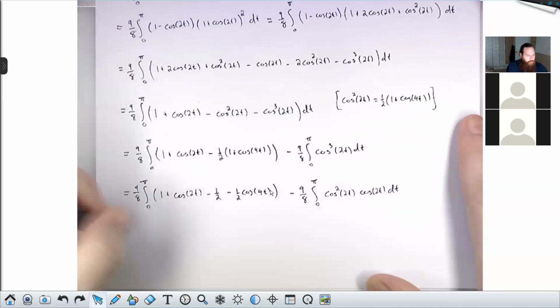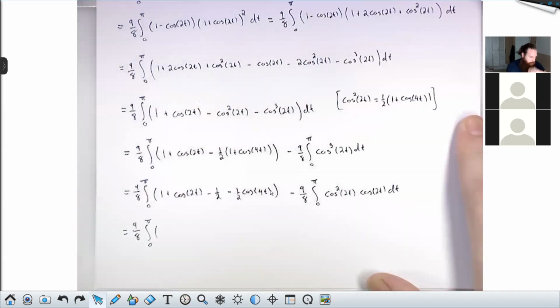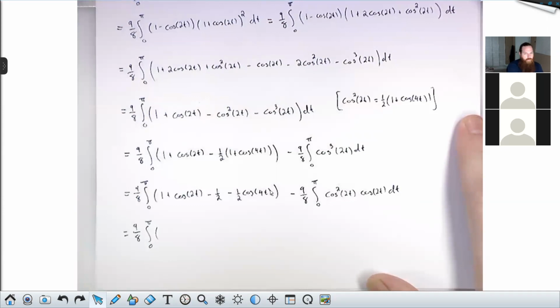So no doubt, this is a long problem. The even powers are kind of the nasty cases in the sine cosine integrals. And here, the total power is 6, right? You've got a 2 and a 4, so you can expect that this will take a little bit of work.